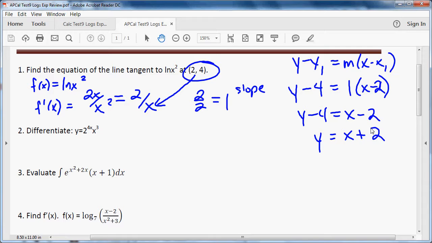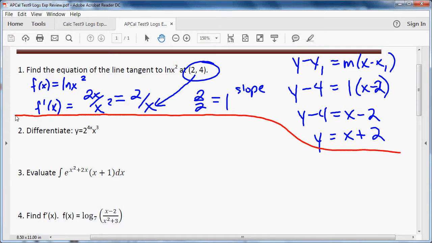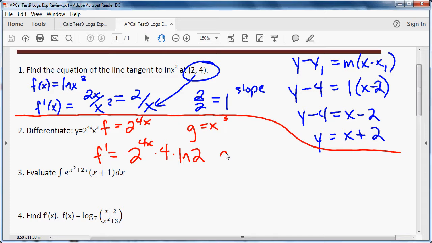Number 2, we're told to take the derivative, and because of the form there, we'll need to use the product rule. So I'm going to write f is equal to 2 raised to the 4x, g is equal to x cubed. To take the derivative, it's itself times the derivative of the exponent times the natural log of our base, which is 2. And then g prime is 3x squared. So again, the derivative of 2 to the 4x, we did itself times the derivative of the exponent, which is 4, times the natural log of the base.